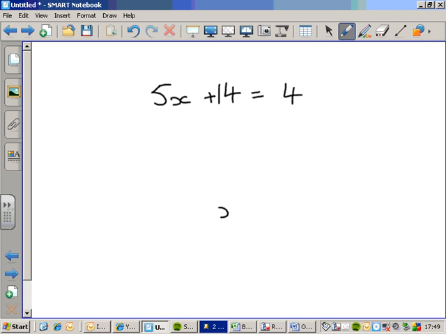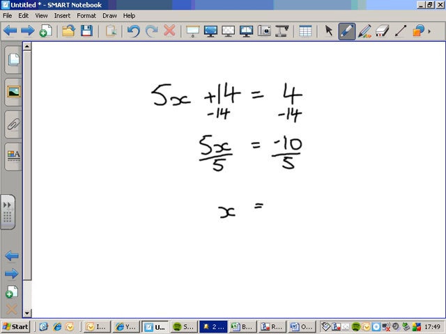We want to just end up with an equation that says x equals something, so we need to get rid of everything else on the x's side. So let's get rid of that plus 14 first of all by taking it away. Take away 14 from the other side to keep these scales balanced. So 5x on the left and 4 minus 14 on the right. 4 take away 14 is negative 10 or minus 10. 5 times x is minus 10, so we'll divide this by 5 to leave us with 1 lot of x.